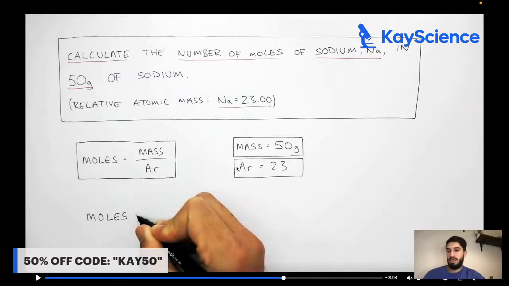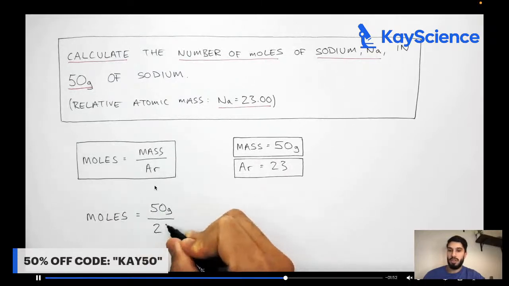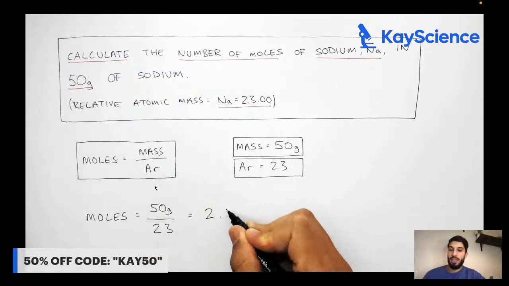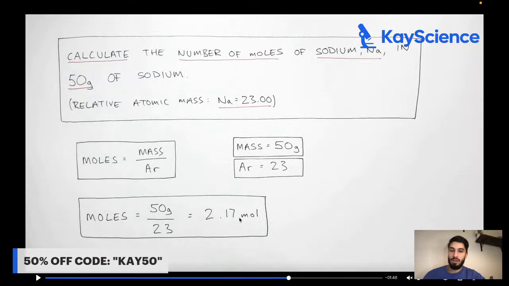We then input this information into the equation. So moles equals 50 grams divided by 23. At this point, you do a very simple calculation in your calculator and it equals 2.17 mole. That's the SI unit of moles, 2.17.